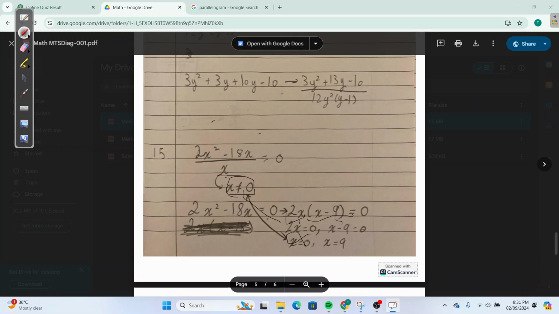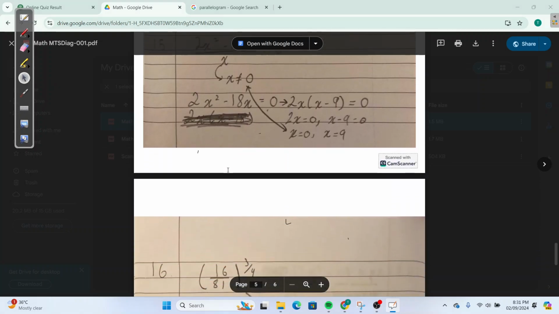Now, x minus 9 equals 0, take the 9 to the other side, x equals 9, and this is our answer, because this will give a valid result, and it will equal 0. If you want to try it, 2x squared, it's a bit difficult to try on a calculator, but you'll get 0.